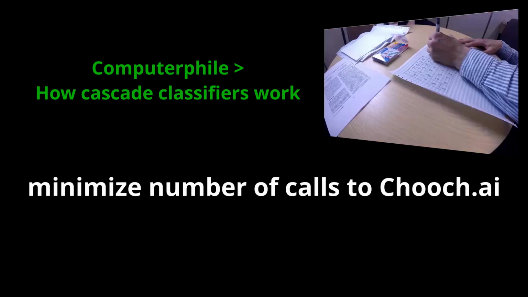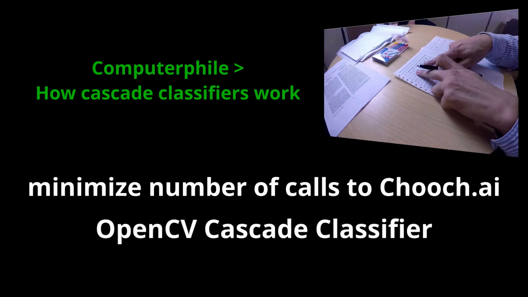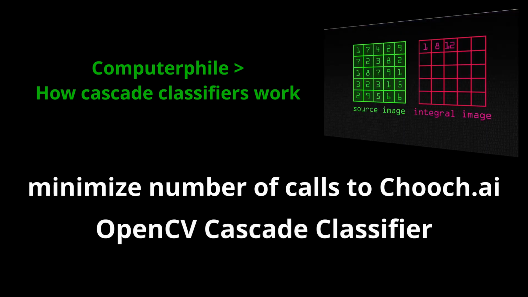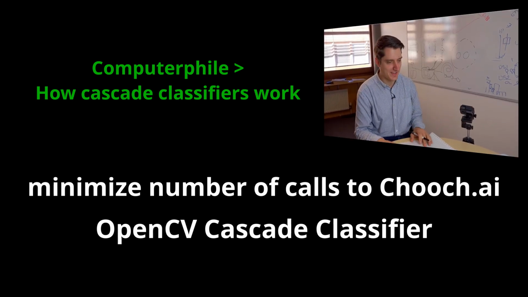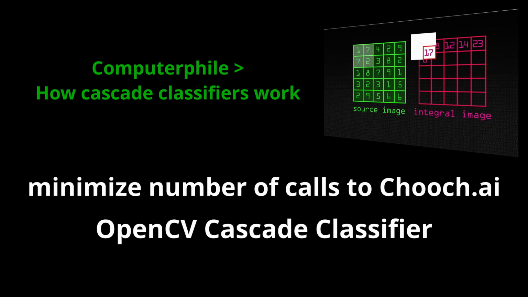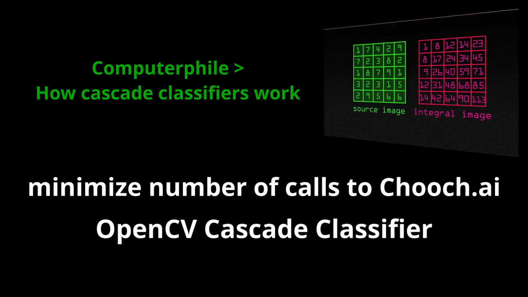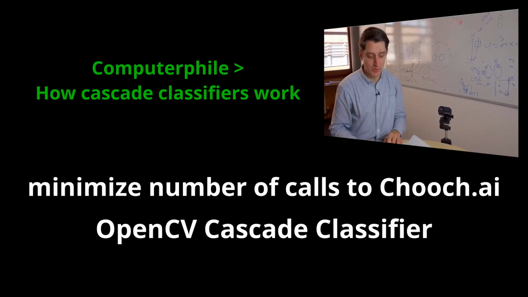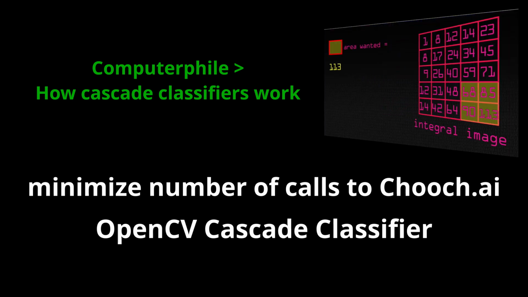Since we're streaming with 5 frames per second, we'd like to minimize the number of calls to ChoochAI, otherwise we'll be calling their API 5 times a second. Additionally, we'd like to call an API only when a face is detected on the screen. So to determine whether the face is on the screen or not, we'll use OpenCV's Cascade classifier. Now that won't tell us who it is that we see on the video stream or an individual image of the video stream, but it will tell us that there's a face present.